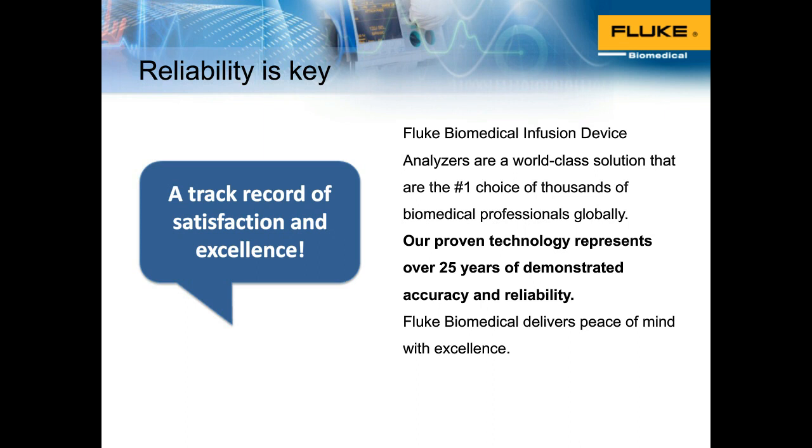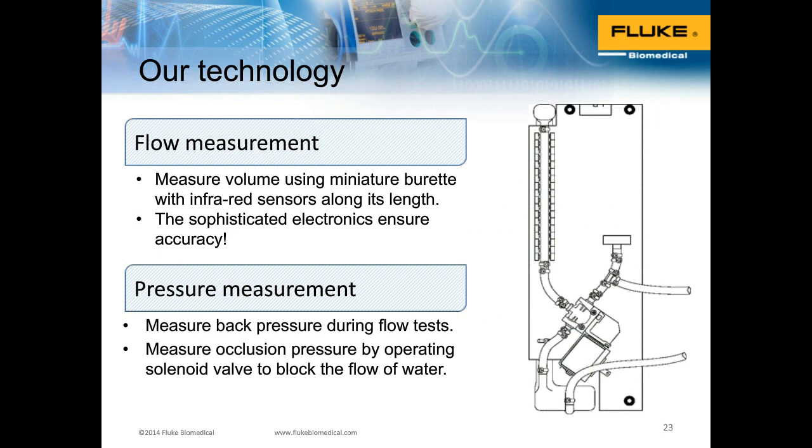The technology that our device analyzers have are on the flow measurement side. We have a miniature burette with infrared sensors along its length. And the sophisticated electronics basically track the flow and will give you the flow rate in terms of what the analyzer is observing immediately. As far as pressure measurement goes, we measure back pressure during flow tests as well as measure occlusion pressure. And this is done by operating the solenoid valve to block the flow of water. And once the pump alarms, you can see immediately what the occlusion pressure is and have a fairly quick reading of that parameter as well.